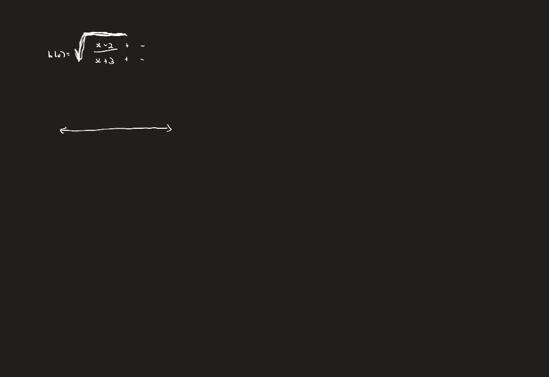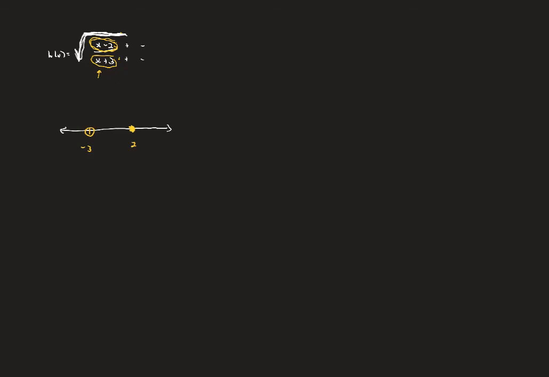So the idea is that this can change sign either when the numerator is 0, which is going to be at positive 2, or when the denominator is 0, which is going to be at negative 3. Now, when x is equal to positive 2, that's going to make the numerator 0, and 0 divided by anything is 0. The square root of 0 is defined, so that's going to be a solid dot. But when x is negative 3, the denominator is 0, which is undefined, and that means we're going to put an open circle at negative 3.